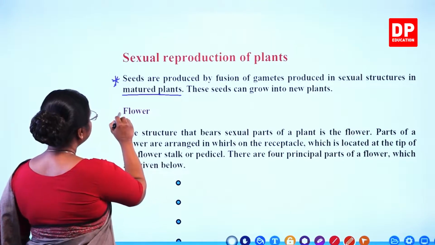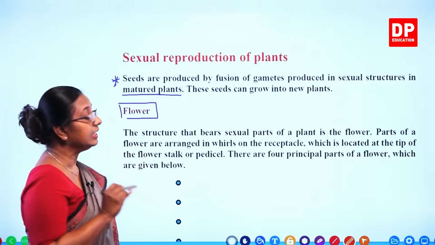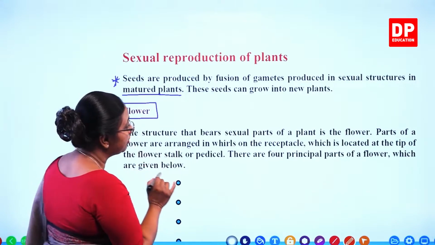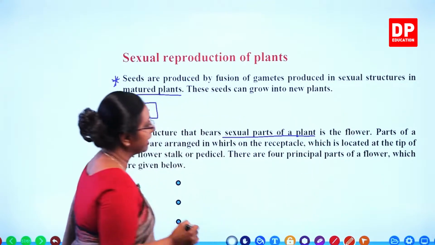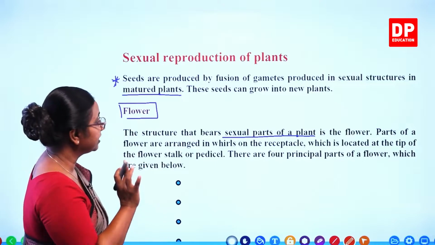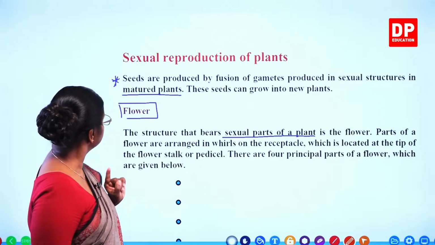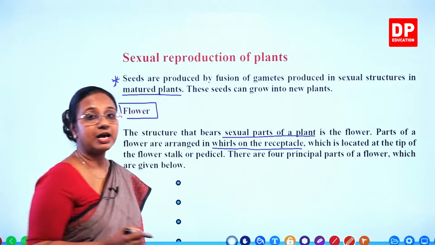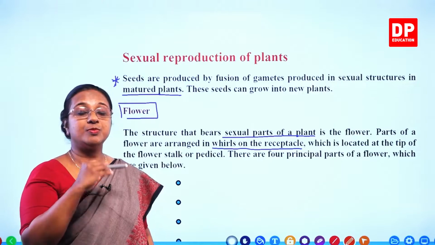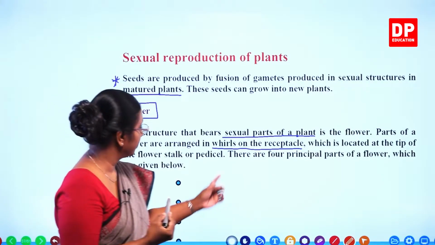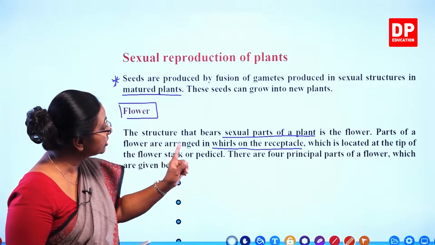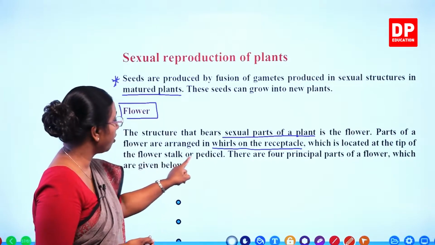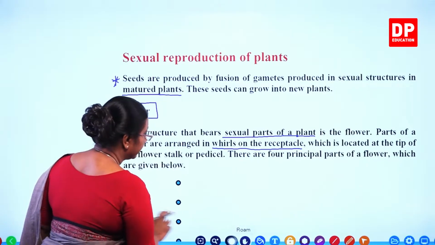So under that, as I told you all, flowers are the reproductive structures of plants. The structure that bears sexual parts, so that is the male part, and the female part is present in the flower. Parts of a flower are arranged in whorls on the receptacle. What are whorls? Like a circular arrangement or a spiral-like arrangement. So they are all arranged in whorls on the receptacle, which is located at the tip of the flower stalk or pedicel.